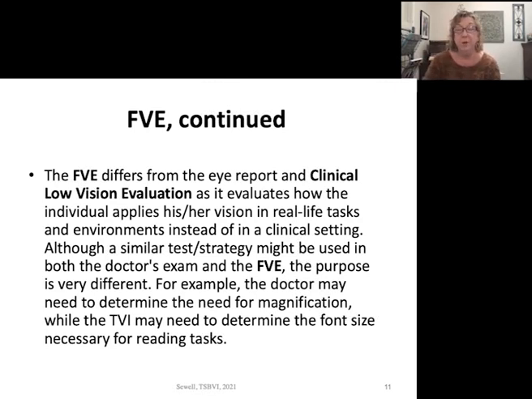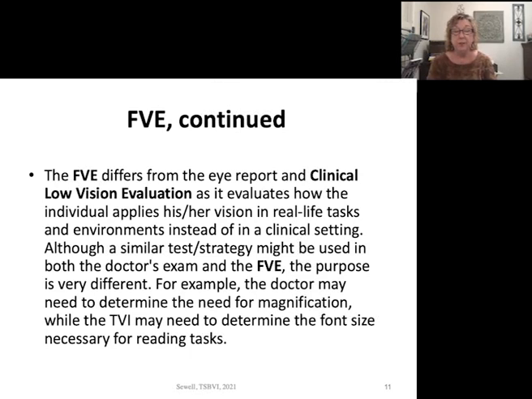The functional vision evaluation, the FVE, differs from the clinical eye report, the clinical vision evaluation, as it evaluates how the individual really and truly uses and applies their vision in real life tasks such as brushing their teeth or getting dressed or completing their math work in their math class. So it looks at those things in the students' environments as opposed to a clinical setting.